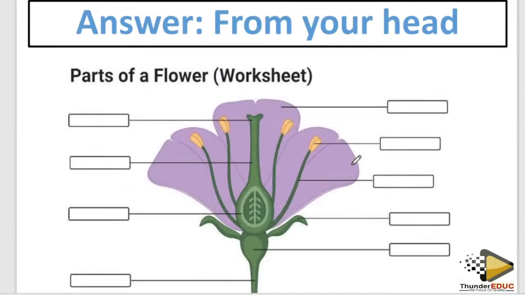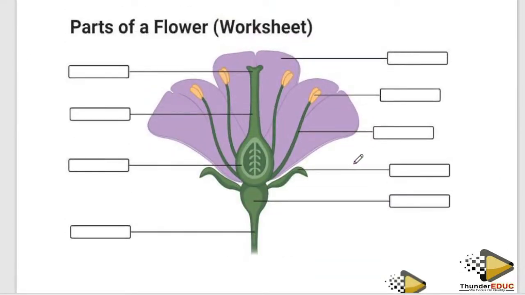So guys, don't go to the paper without knowing this. Can you label this? What is this? What is this? What is this? You must know. You must know that this is the petal, this is anthers, this is filament. So you have to be knowing these things. It's like a song. Don't go to the paper without knowing these things.